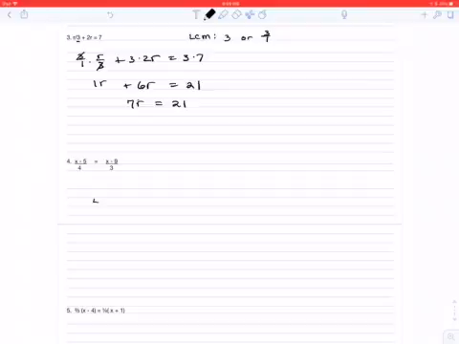Now, since r is multiplied by 7, to get rid of that 7, I'll do the opposite. I'll divide by 7. 7 over 7 is just 1r. And whatever I do to one side, I have to do to the other. So 21 over 7 is 3.